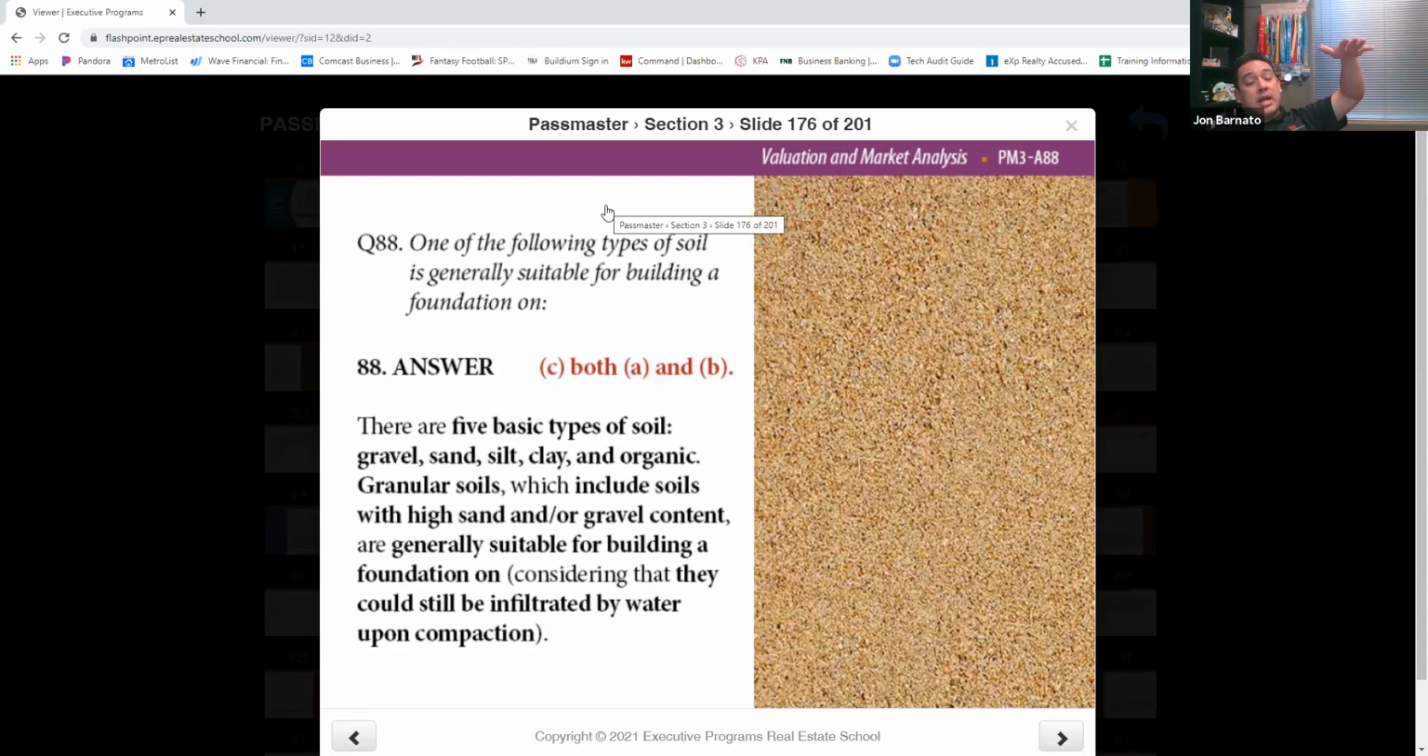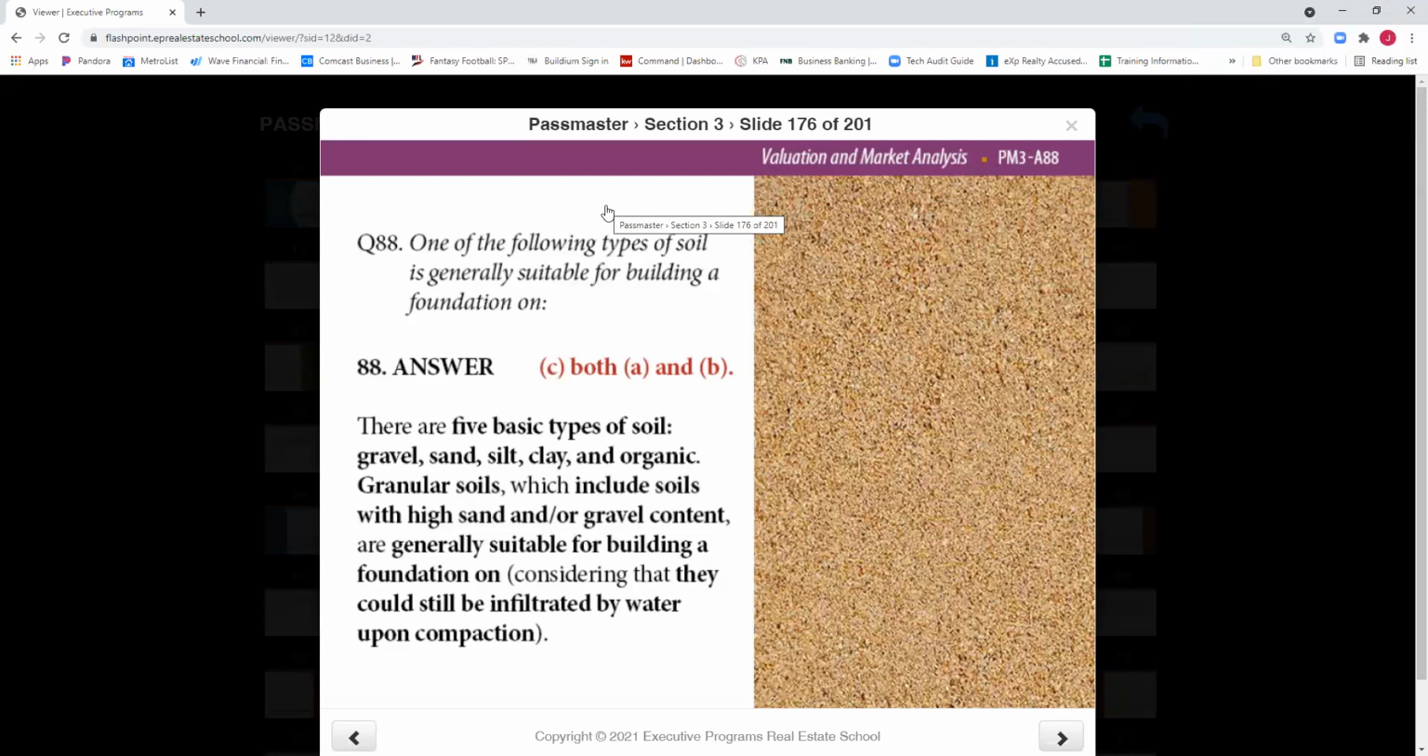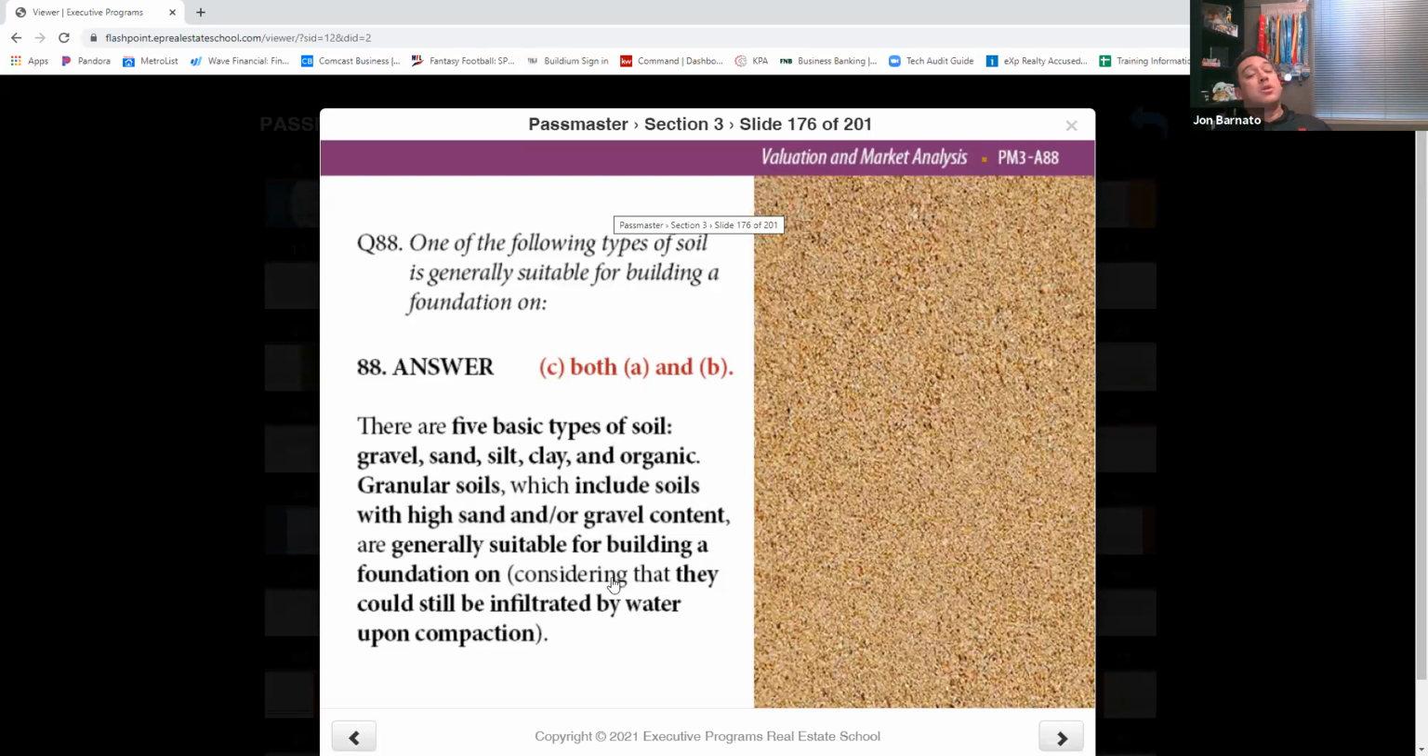Soils with high sand and/or gravel content are generally suitable for building foundations. Consider they could still be infiltrated by water upon compaction. Yeah, you don't want it to be too hard. Because if water can't get through it, then when water sits there, it will undermine the foundation, right? So you want it to flow still. Even if we pack it down so that it can support the foundation, we want the water still to flow through it so that it doesn't pull the water against the foundation. That will undermine the foundation. So you'll see sand and gravel.